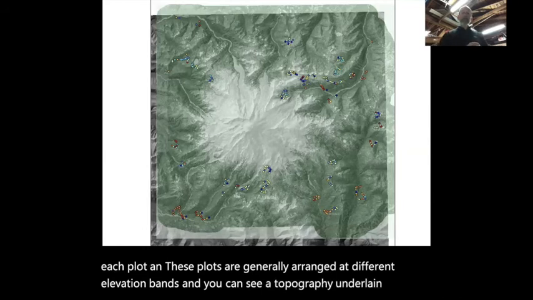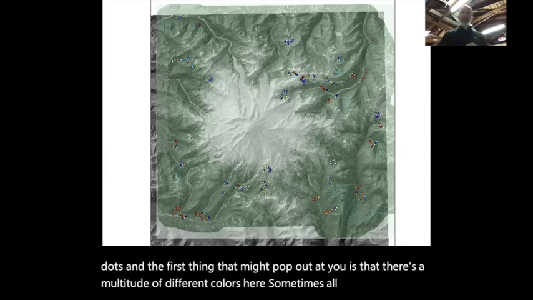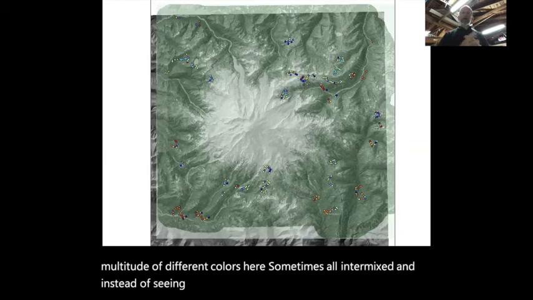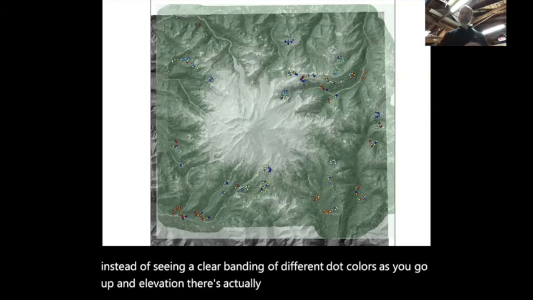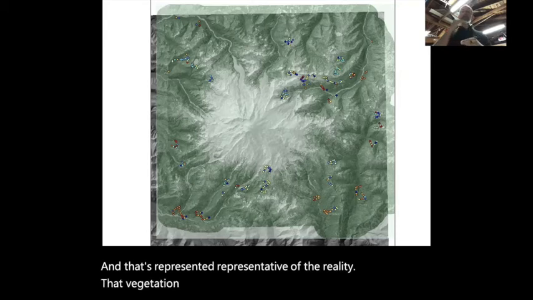And the first thing that might pop out at you is that there's a multitude of different colors here, sometimes all intermixed. And instead of seeing a clear banding of different dot colors as you go up in elevation, there's actually a lot of variability in the colors represented on the map. And that's representative of the reality that vegetation zones don't actually break out very cleanly with elevation when you're looking at an individual plot scale.